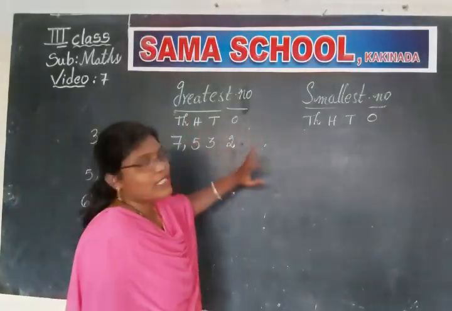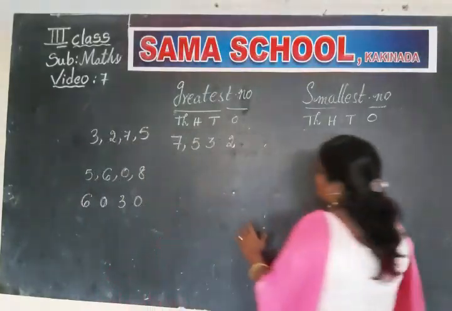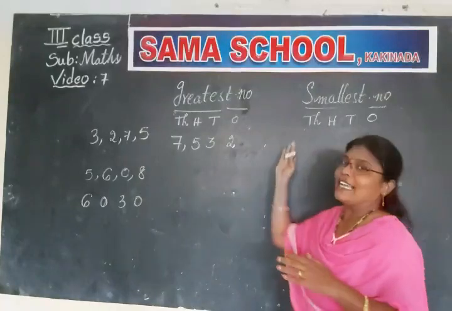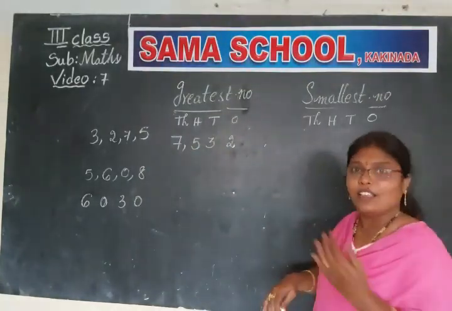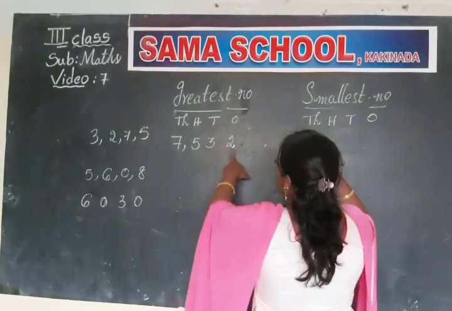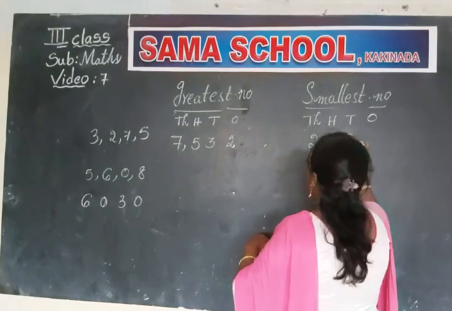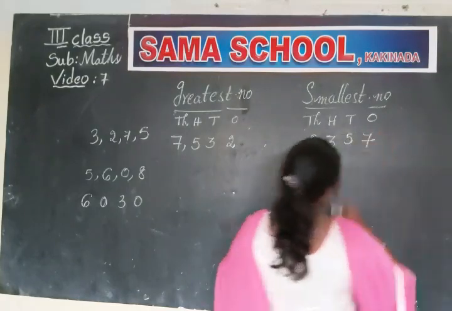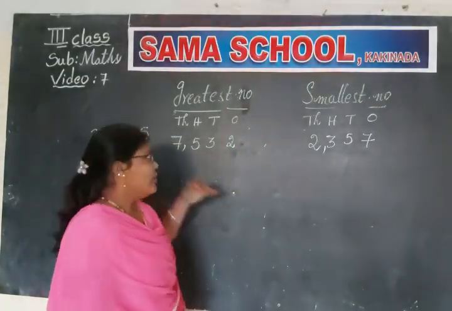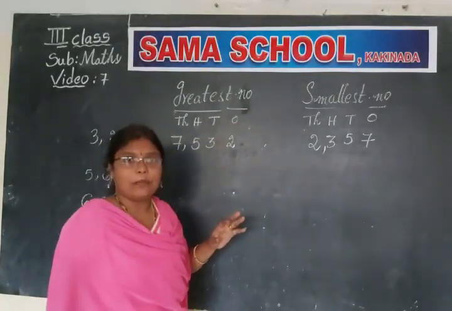Now, with the same digits, let us frame the smallest number. To write the smallest number, do you remember the trick? You just have to reverse the greatest number. So, here, ones place number is 2, that will come to thousands place. 3. Next 5, then 7. So 2357. If you reverse the greatest number, you will get the smallest number.